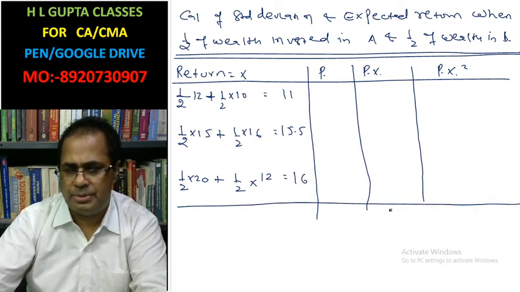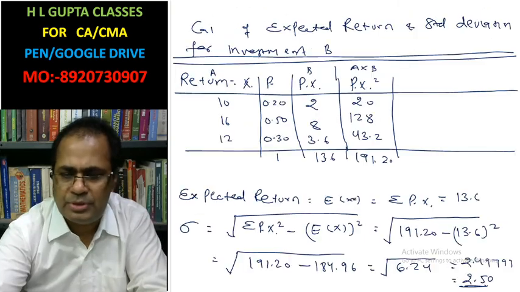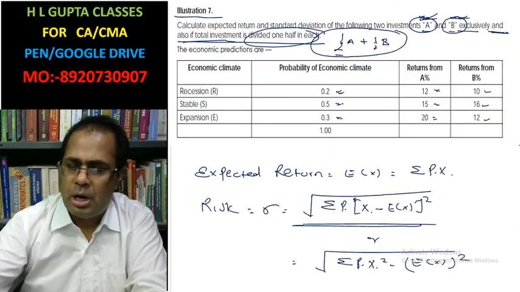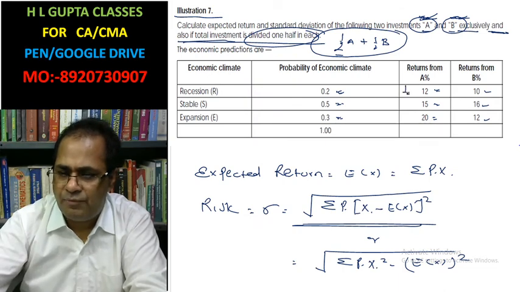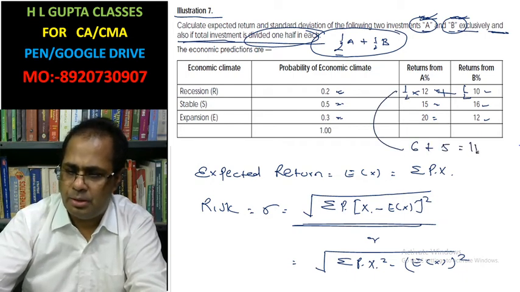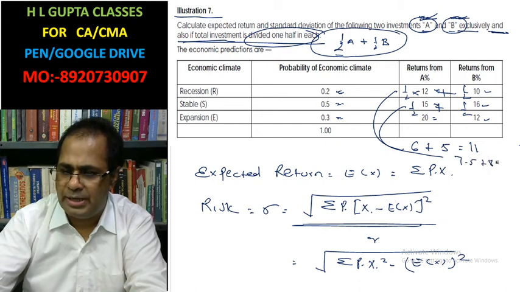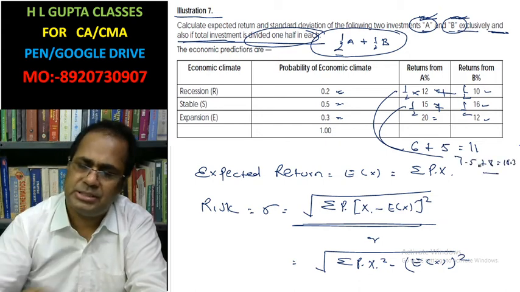This is your investment. Okay, how does this come? Just see the question. Half of this plus half of this: this is 6 plus 5, this is 11. Similarly, half of this plus half of this is 7.5 plus 8, 15.5. Like this it is calculated.